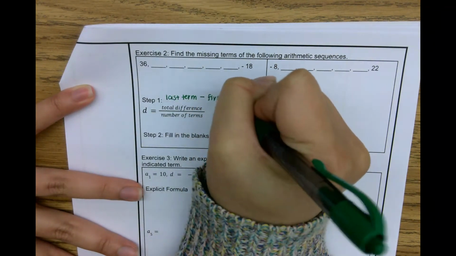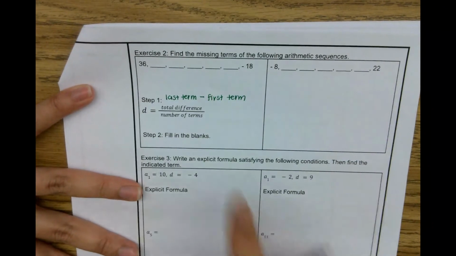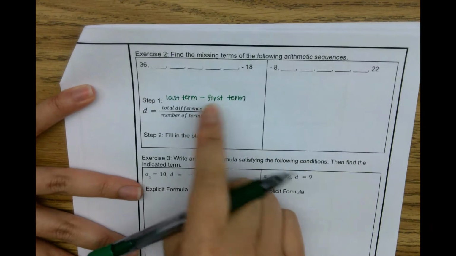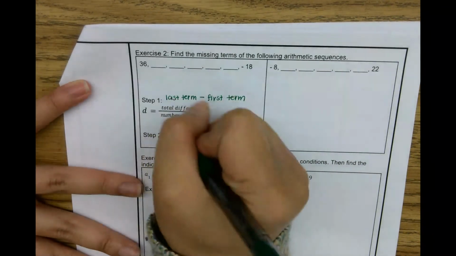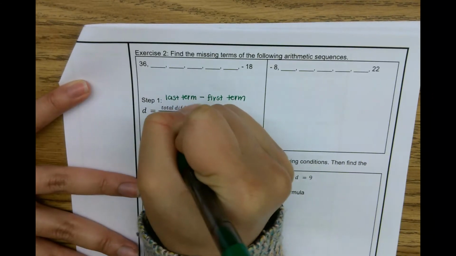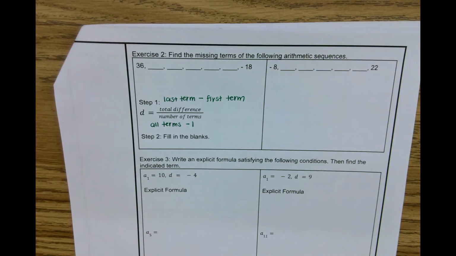Please know this is important. It doesn't matter which one's bigger, which one's smaller. It's always last term minus first term, and we divide it by the number of terms. And that is all terms minus 1. Let me just highlight stuff so we remember.